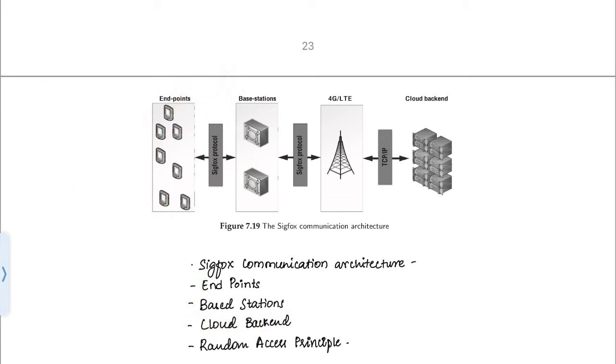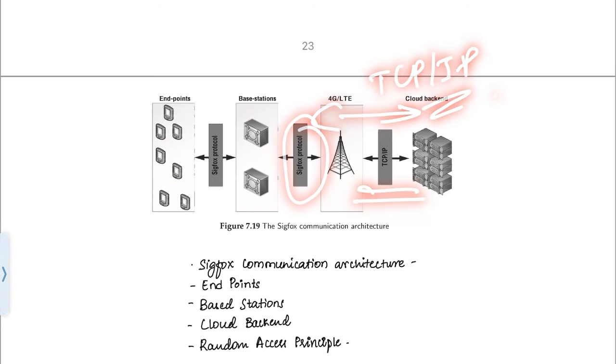Speaking of the base stations, they monitor the entire spectrum for UNB transmission. They utilize cooperative reception to receive the signals from multiple devices. Speaking of the cloud backend, it will process the data and store the data from the base stations. Speaking of the random access principle here, devices transmit messages at random frequencies. So there is no proper scheduling or defined method. This randomness will enhance the reliability and reduce collisions. Here we make use of the Sigfox protocol, and in order to transmit the data, we make use of the TCP/IP protocol. So this was about the communication architecture.